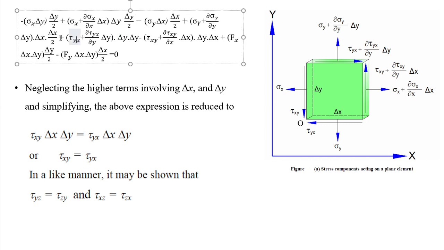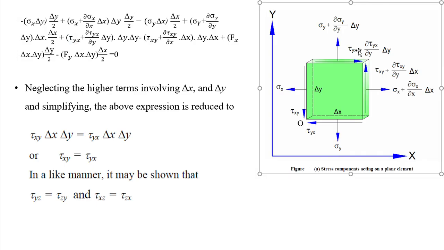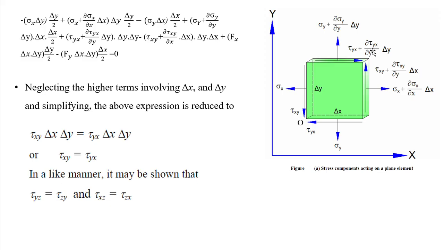Here if you see, tau yx is acting through the center, whereas at this particular point, tau yx plus dou tau yx by dou y into del y, this one is the stress, and this one is acting over this particular surface area. If you see the arrow here, along this surface it is acting, and the area of this one is thickness into del x into del y. Okay, this one is the area. Up to this point is the force.